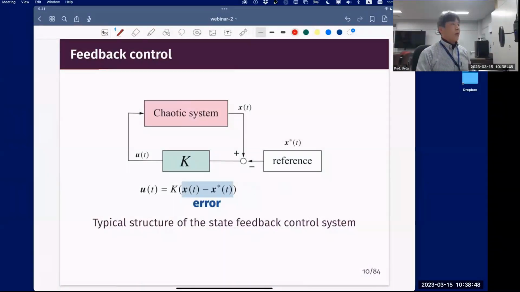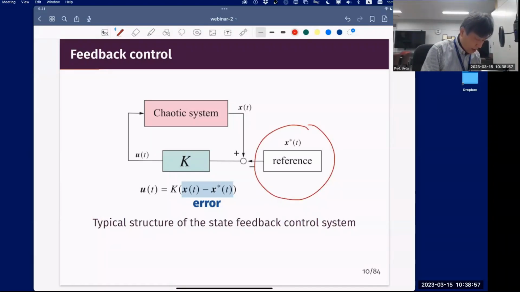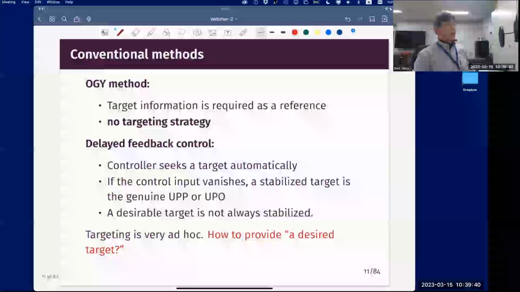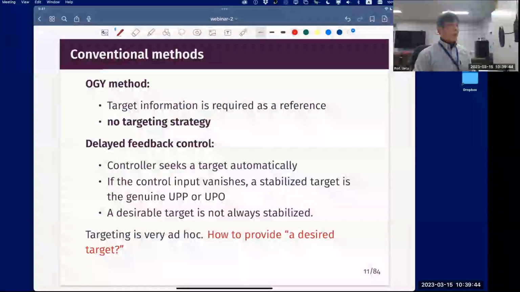This is the very typical structure of a feedback control system. With the OGY method, we need some kind of hint, a clue of the UPO data, the unstable periodic point data, and try to make the error for this term, and as a control input, we feed it back to the original system. This is the feedback control. With this feedback control, we can stabilize the UPO embedded in the chaos. But the OGY method is basically a discrete type control system.